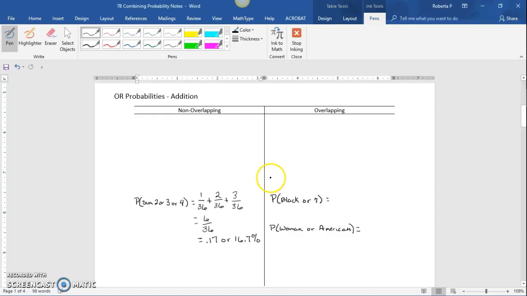If we want the probability of a black card or a 7 card, there are 26 black cards out of 52. There are 4 out of 52 7s. We're doing the same thing we did over here, except now we have to subtract out the fact that we had the double count. So this is our double count, and we end up with 28 out of 52 ways for that to happen.